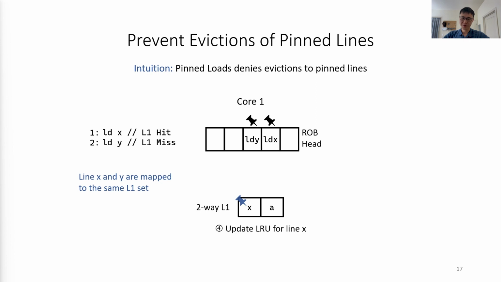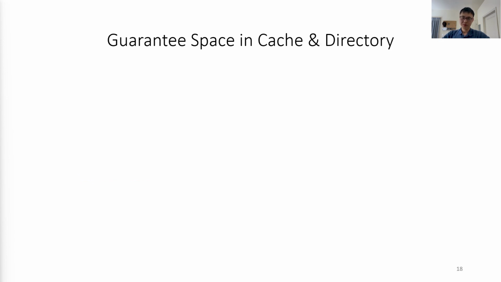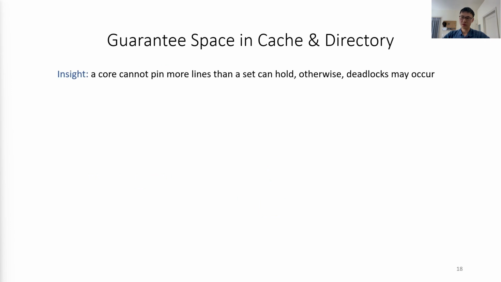After being rejected, LDY will retry. Because of the updated LRU bits, now line A is picked as the victim, which is not pinned. This time, the eviction is successful and LDY will receive the data. This design has to guarantee that a core cannot pin more lines than a set can hold.